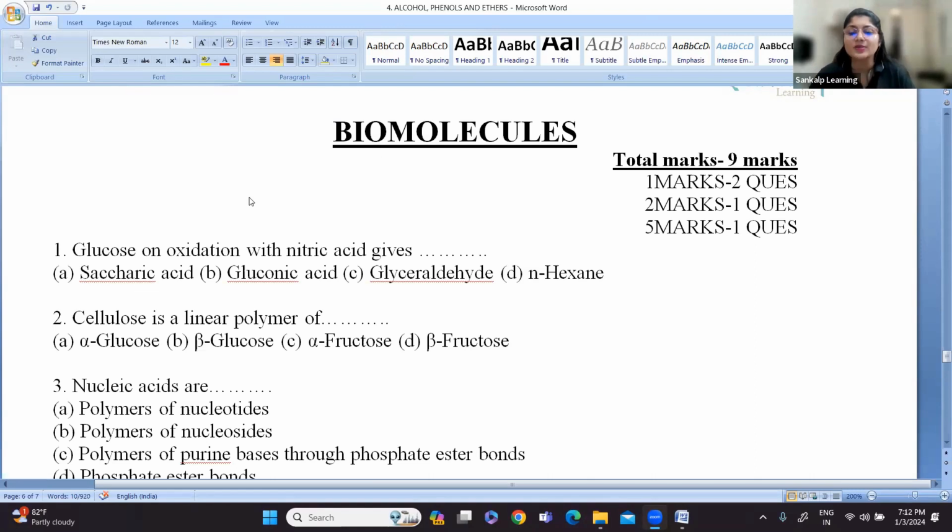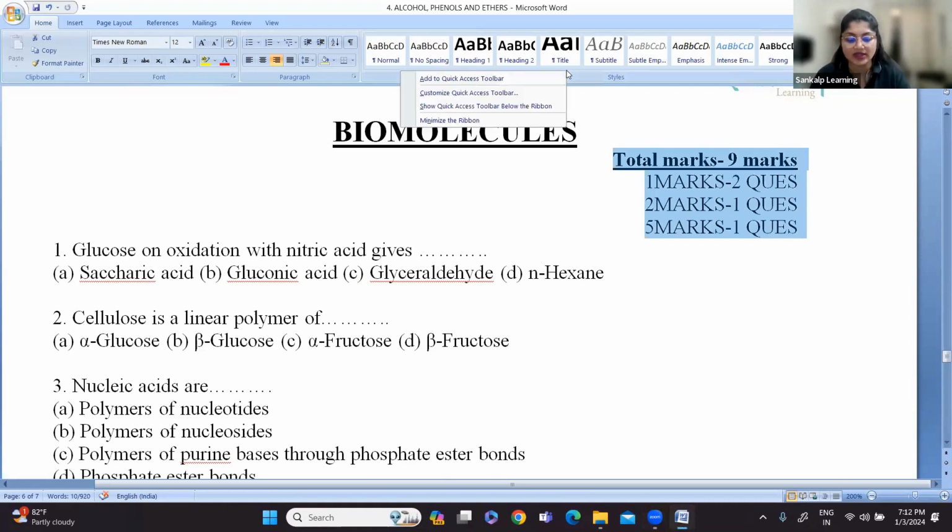This biomolecules topic comes under a subject called biochemistry. So what is biochemistry? It is a branch of chemistry which deals with the structures, functions, and the interactions of these biomolecules.